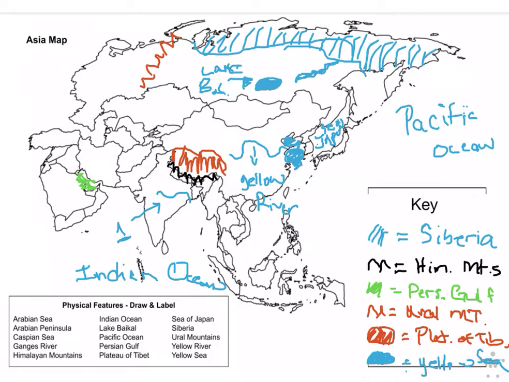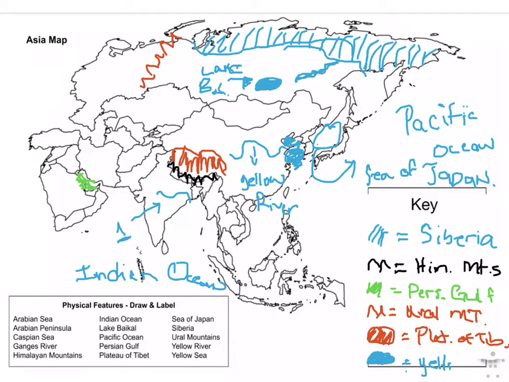Oh my goodness, that is horrible. Let me go ahead and just do an arrow and then right there on the side, Sea of Japan. Awesome. Okay, guys, this was the physical features part.